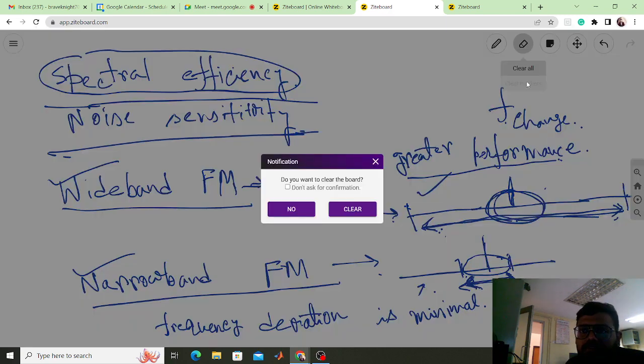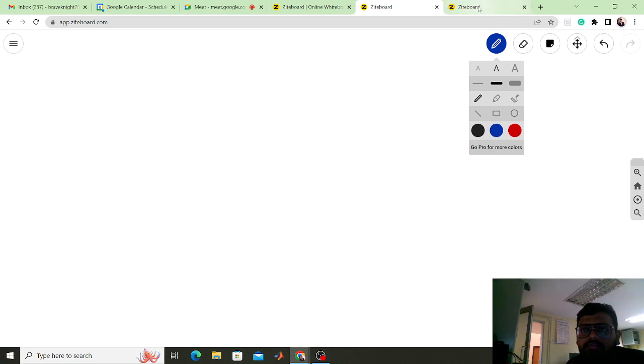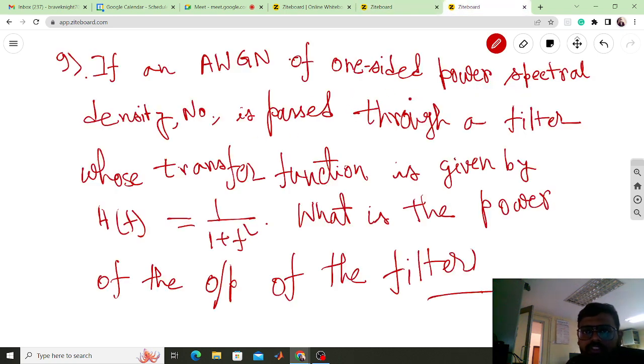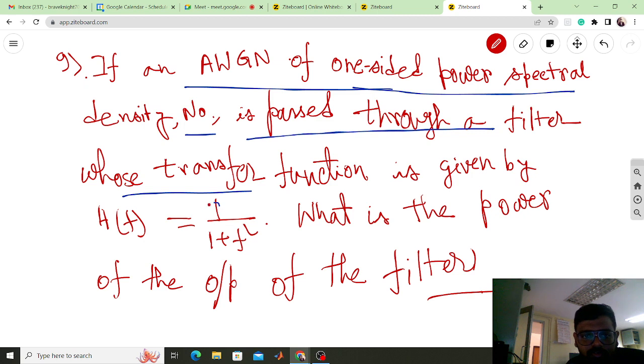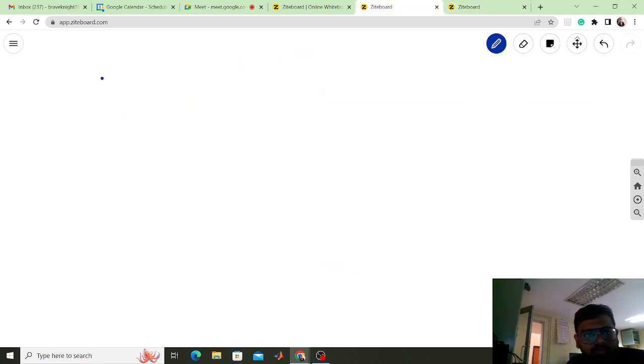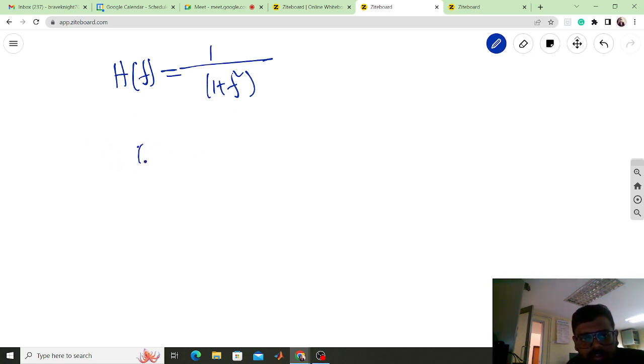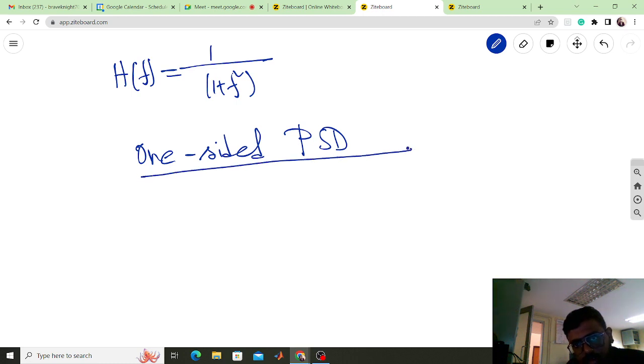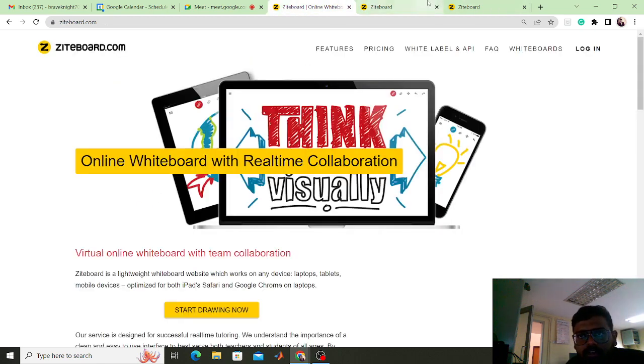So let me solve the question. The information given is that the one-sided power spectral density is N naught, and this AWGN is passed through a filter whose transfer function is H of f equals 1 by 1 plus f square. In the end, what you have to calculate is the power.